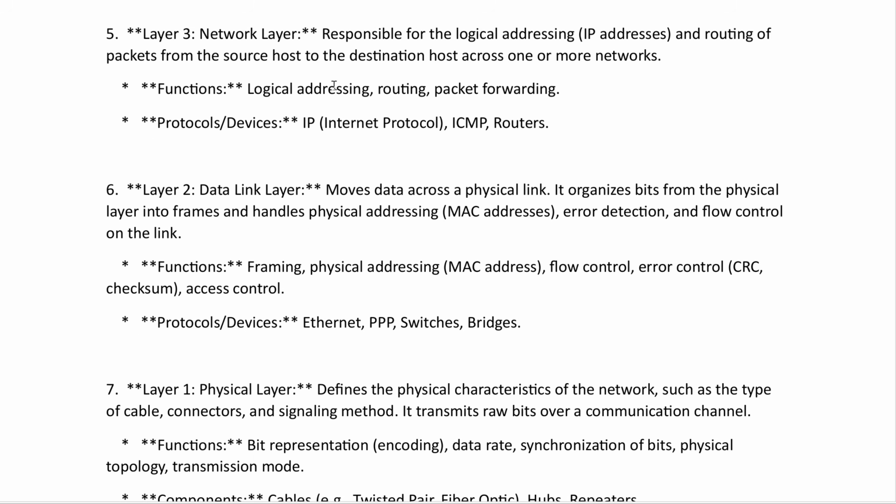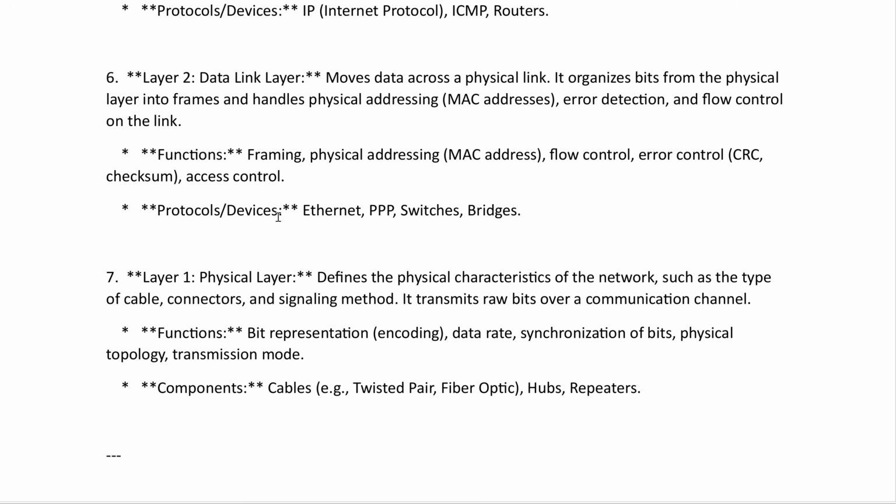Layer number three is known as the network layer. Network layer is responsible for the logical addressing, that is for IP addresses and routing of the packet from source host to destination host across one or more networks. The functions of network layer are logical addressing, routing, packet forwarding. The protocols or devices supported are IP, that is Internet Protocol, ICMP, Internet Control Message Protocol, and routers.